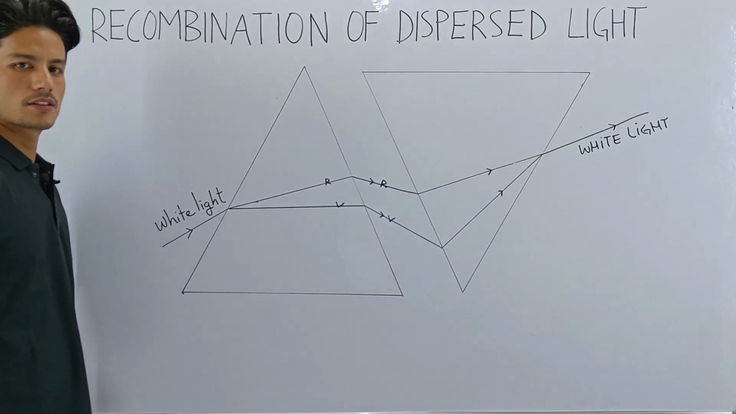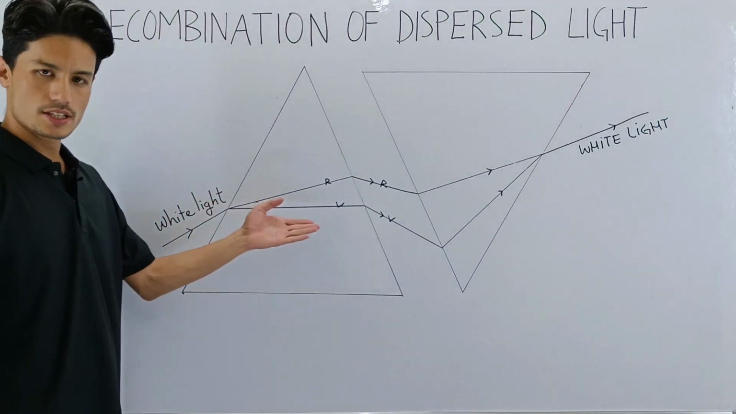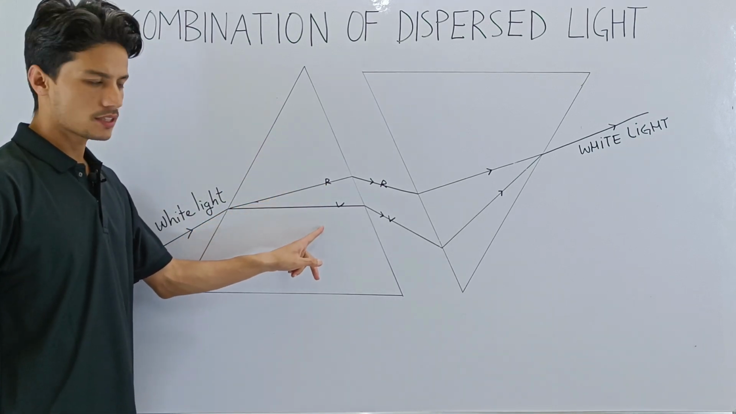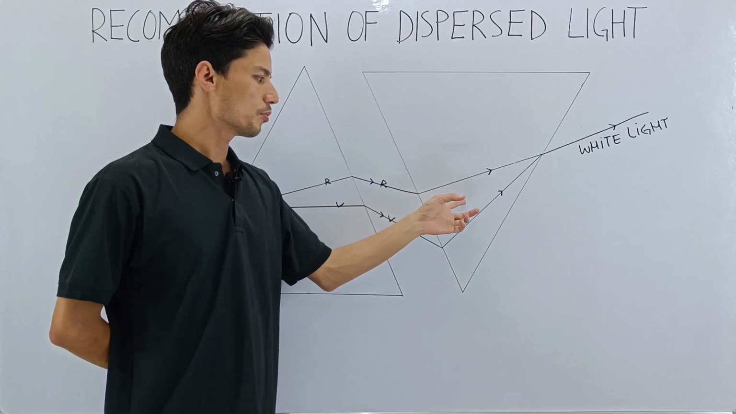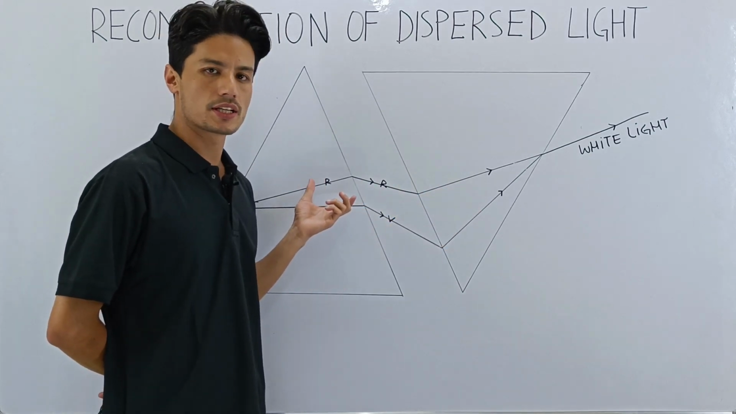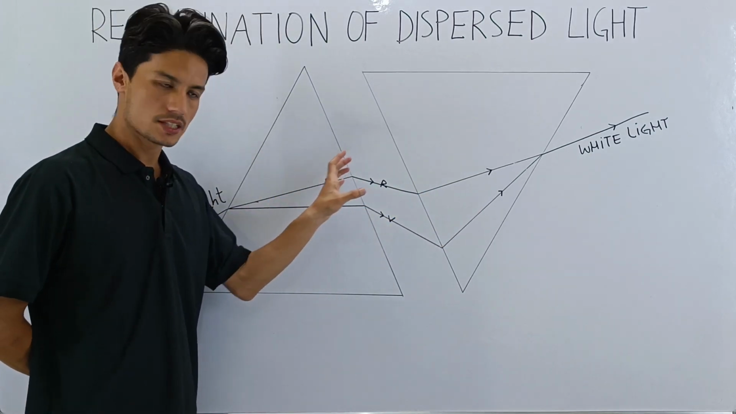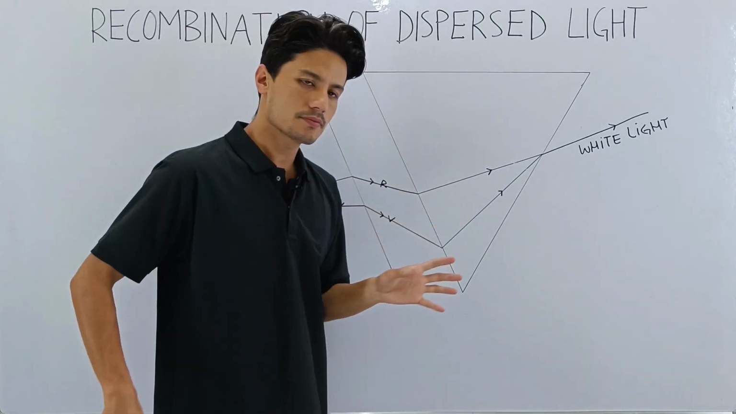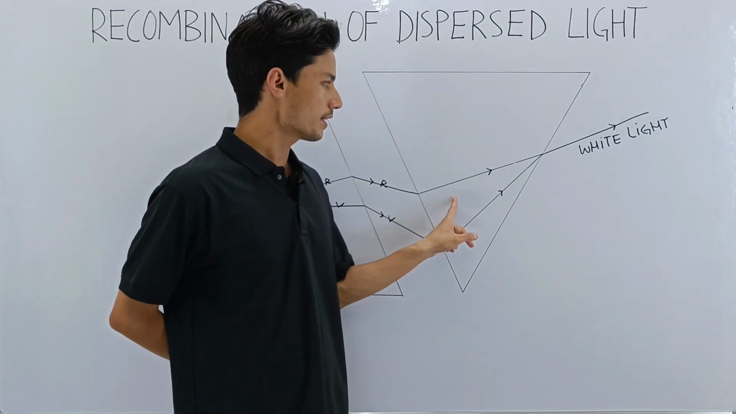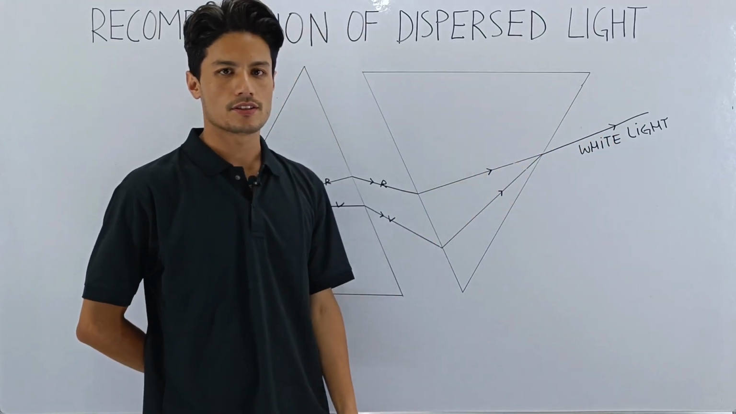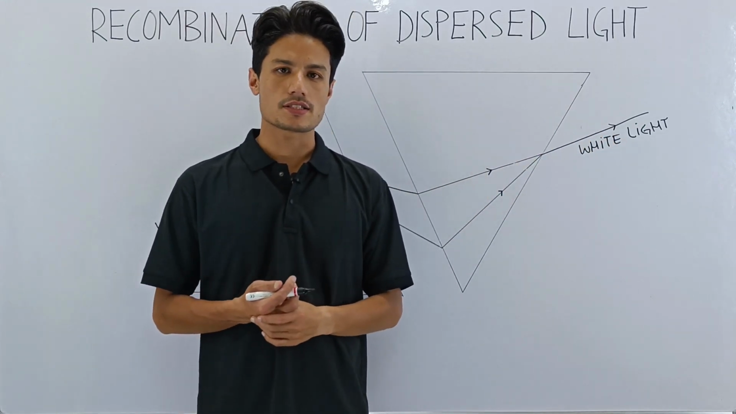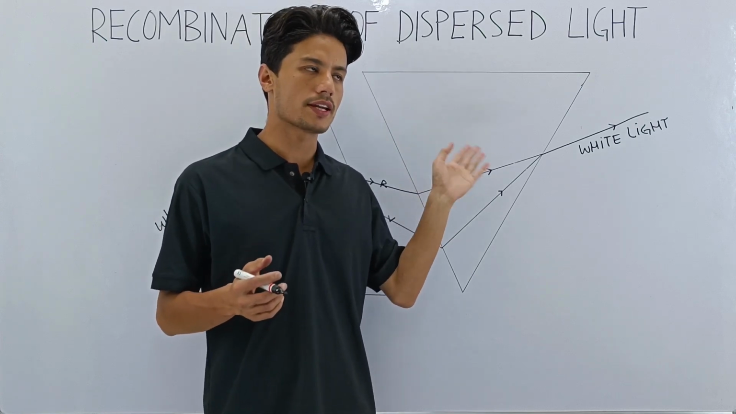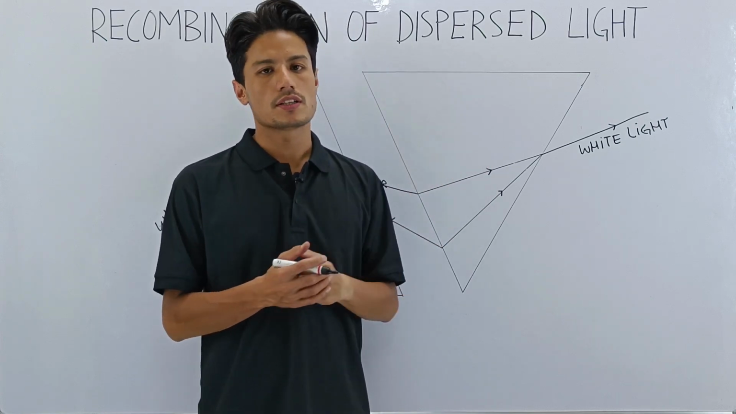So this is a small topic which is very easy. Once you understand what the first prism does, the second prism will do the exact opposite. The first prism disperses, splits the white light. The second prism recombines the dispersed light back to white light. So this is it, class. This was a small topic and I wanted to finish this in the same video as dispersion of light.